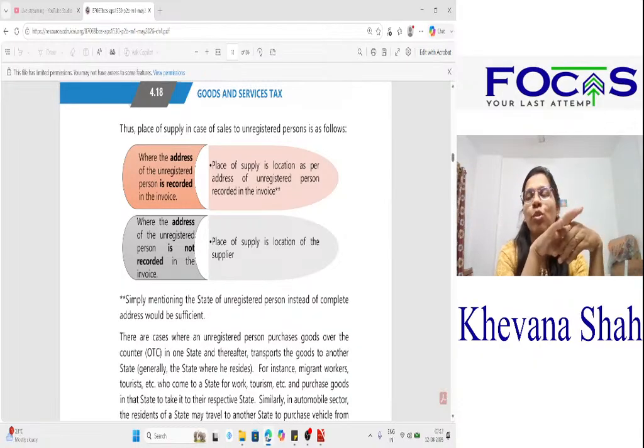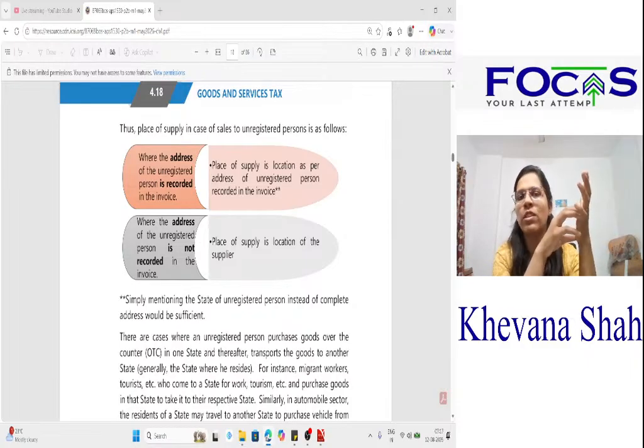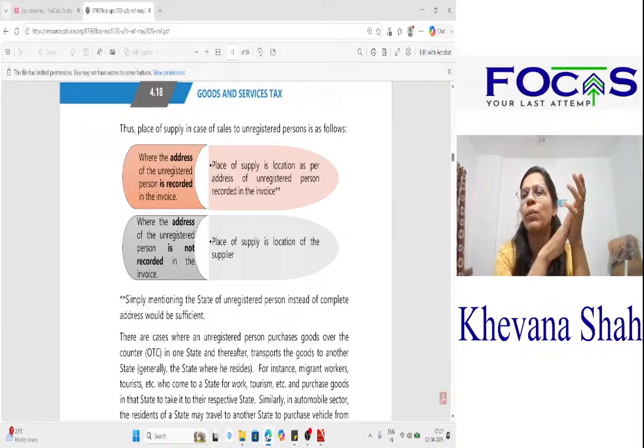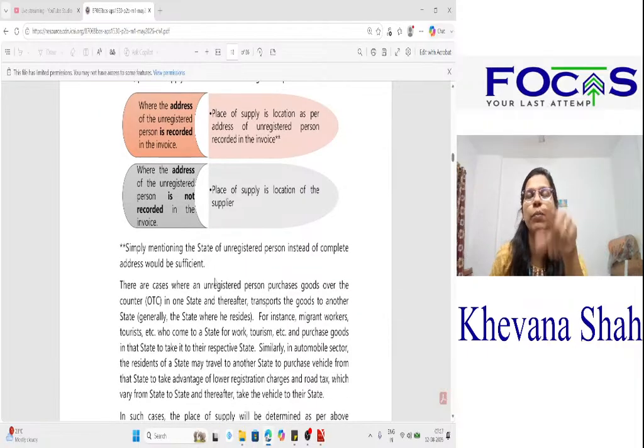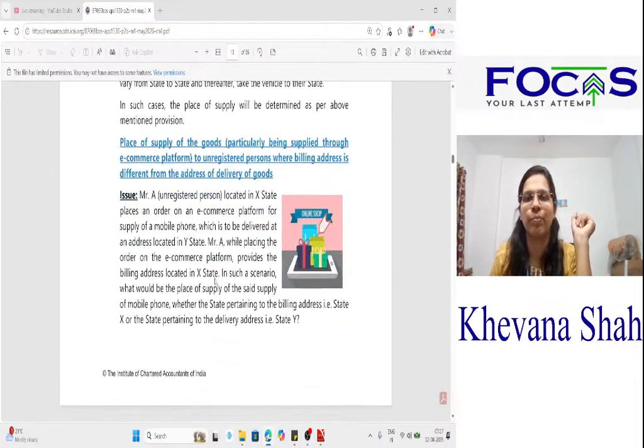Now suppose you do not have your address written in the invoice, but you have only mentioned your state. So you have mentioned that you are from Tamil Nadu and you are purchasing these things. So in the invoice only Tamil Nadu is written. In that case, Tamil Nadu will be the place of supply. And if even that is not written, they just give you an invoice, no address, no place, nothing is written, then in that case, it will be the address of your supplier.